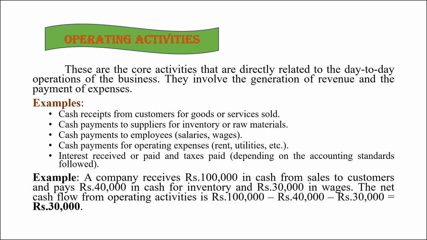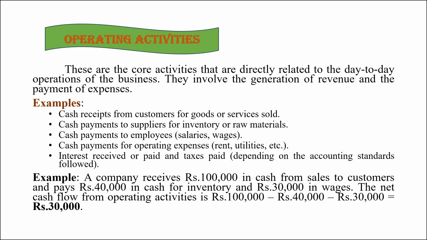Examples of operating activities are cash receipts from customers for goods or services sold, cash payments to suppliers for inventory or raw materials, and cash payments to employees, that is salaries, wages, etc. Cash payments for operating expenses like rent, utilities, etc. Interest received or paid and taxes paid, that is depending on the accounting standards followed.